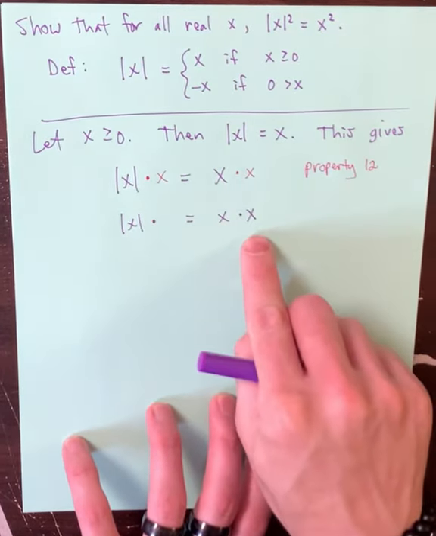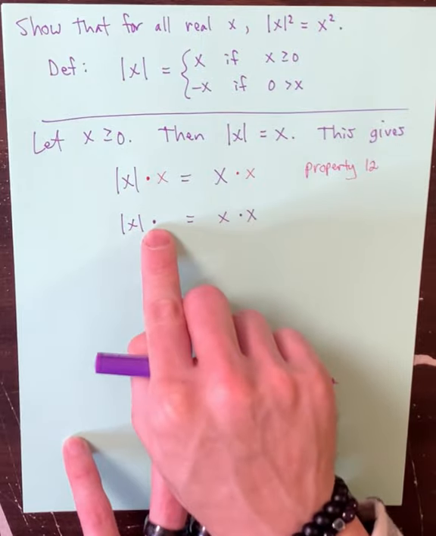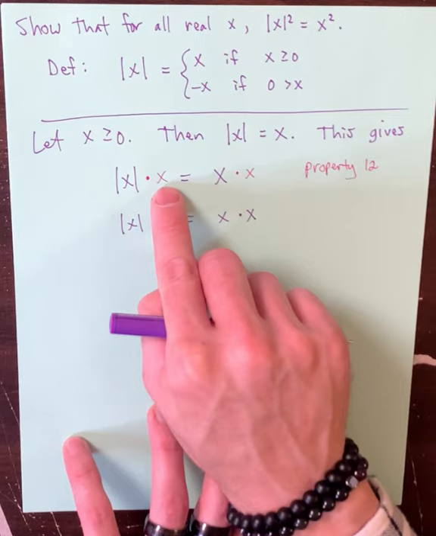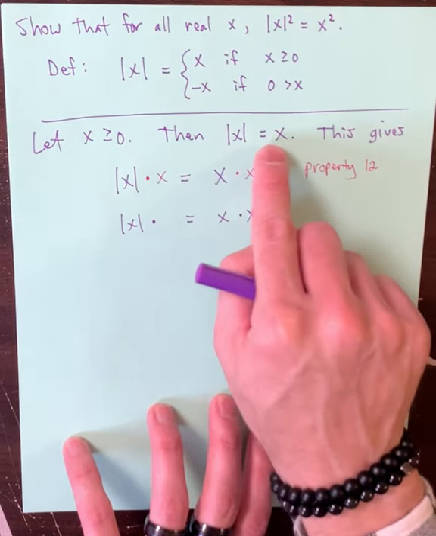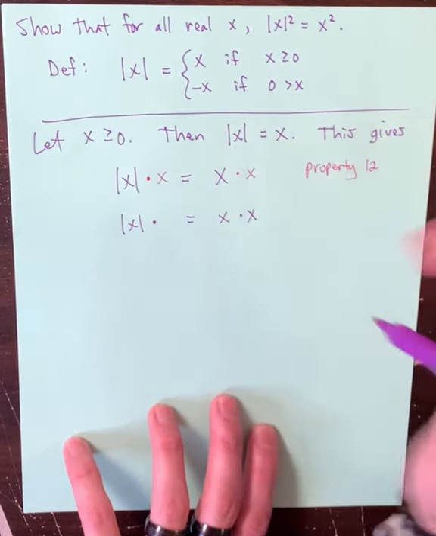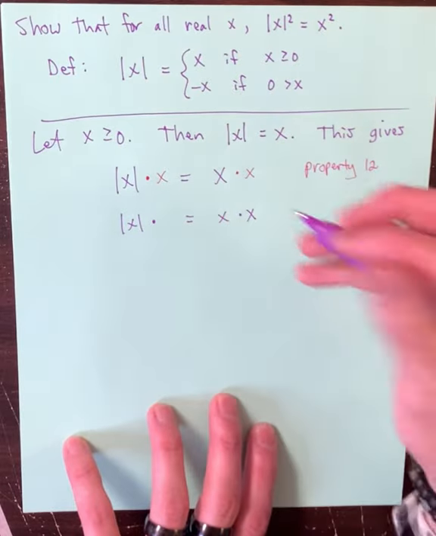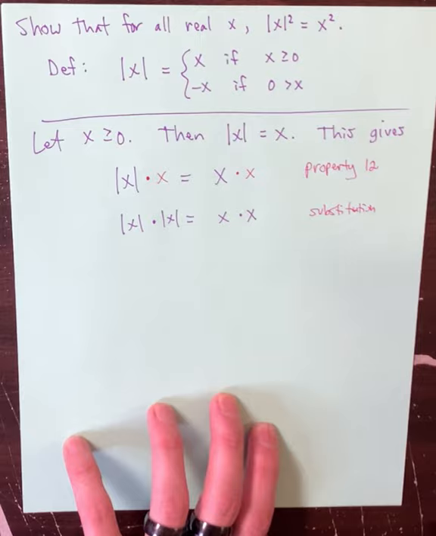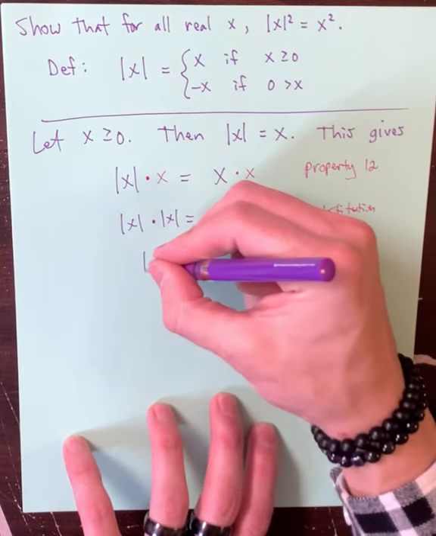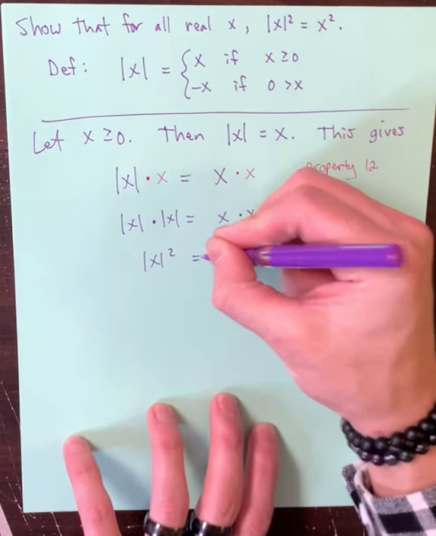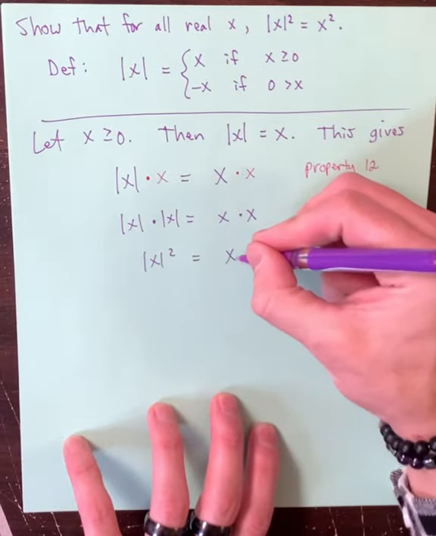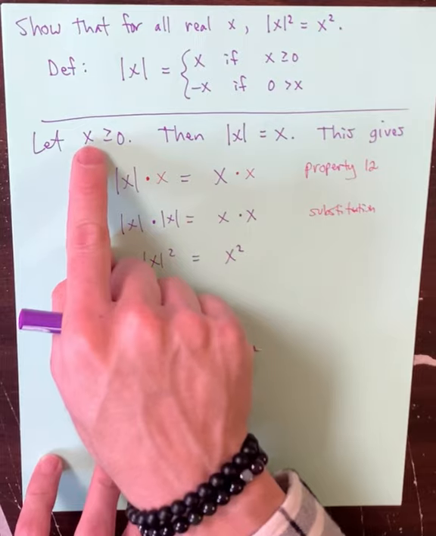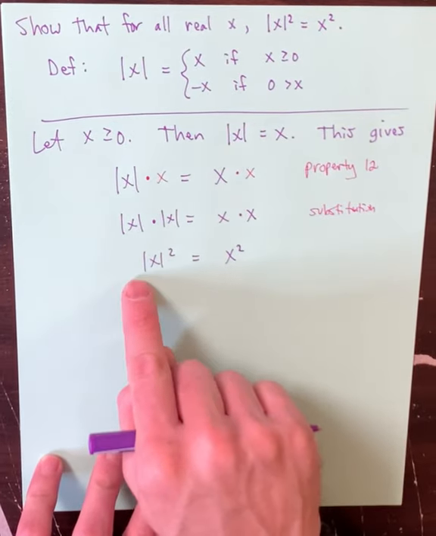Now I've kept everything the same. That stayed, the dot is there, multiplication. But instead of x, I'm going to change it into something else. Instead of x, how about I turn it into the absolute value of x by substitution? After all, these are equal. And so substitution allowed us to turn this into that. Now we're pretty much good, because that just means this is the absolute value of x squared. And of course, x times x is x squared. So that's exactly what we're trying to show. So the case where x is greater than or equal to zero has been established.